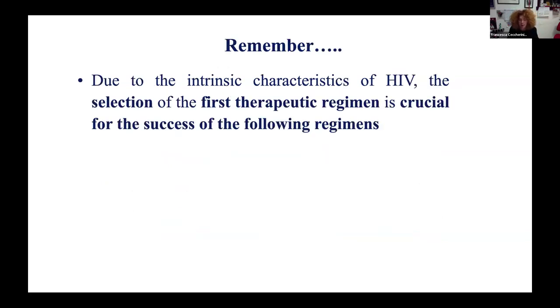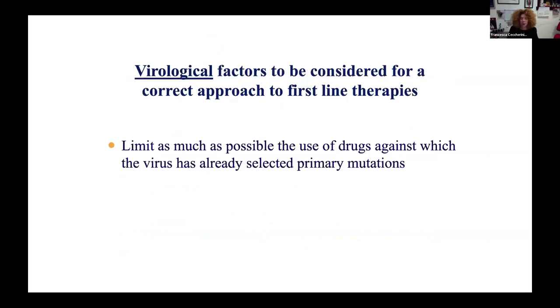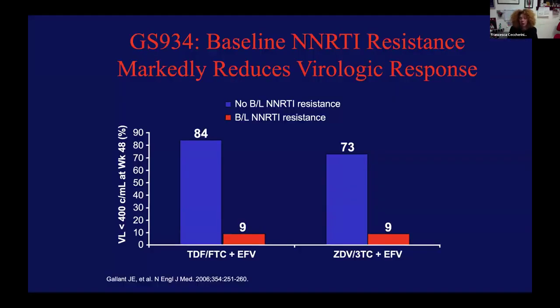So we should remember that the first therapeutic regimen is crucial for the success of the following regimens. And so, of course, we need to limit as much as possible the use of drugs against which the virus has already selected primary mutations. And this is from the trial for the approval of efavirenz: you see that indeed, if individuals have baseline NNRTI resistance, there was a markedly reduced virological response.